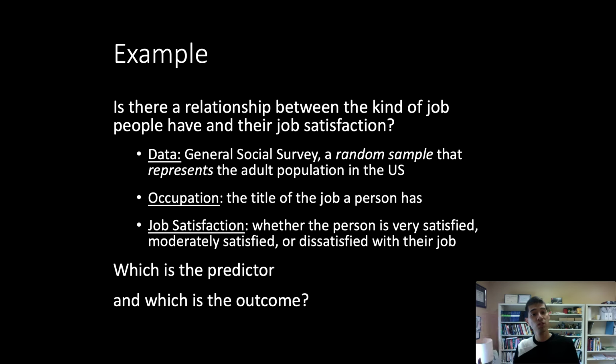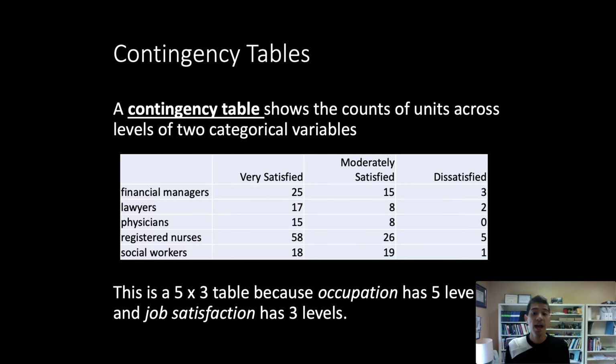Let's look at a summary of the data from the General Social Survey first. And the way that we can summarize the potential relationship between two categorical variables is with a contingency table. This is something that we talked about in lecture already. A contingency table is the kind of table that shows you the counts of individual people across the different combinations of values for the two categorical variables. So what we've got here is a contingency table where the rows have the levels of the variable occupation and the columns have the levels of the variable job satisfaction.